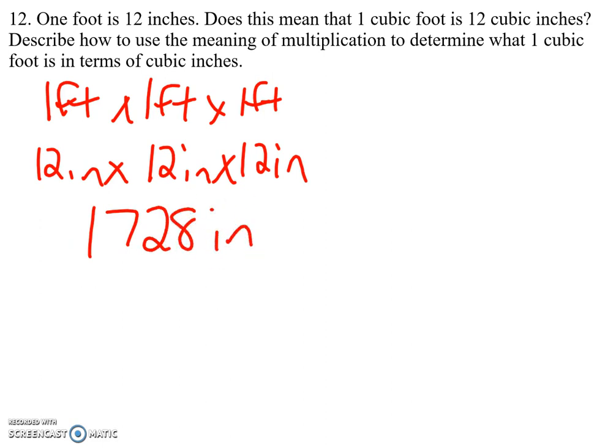1,728 cubic inches. So what happens there is, again, you've got to remember that when you convert, you have to convert the unit 3 times so that you can do the cubic. And so that'll be 12 cubed.